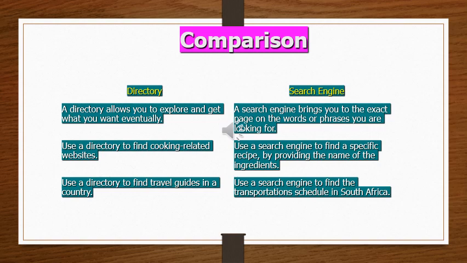Assuming you're comparing the two, directory and search engine: a directory allows you to explore and get what you want eventually, while a search engine brings you to the exact page on the words or phrases you are looking for. Example, when you are looking for something concerning food, you use a directory to find a cooking-related website, while you use a search engine to find a specific recipe by providing the name of the ingredient. You can also use a directory to find something like a travel guide in a country, while you use a search engine to find a transportation schedule in a country, maybe in South Africa, for instance.